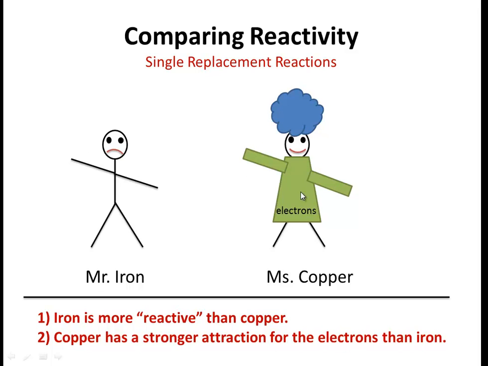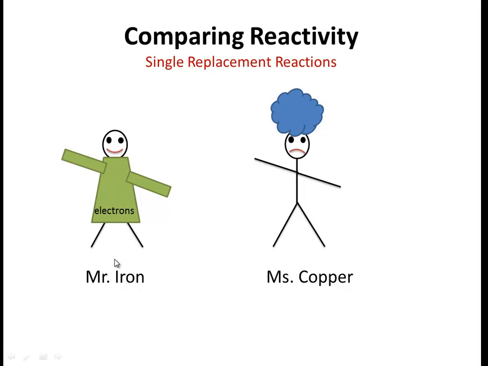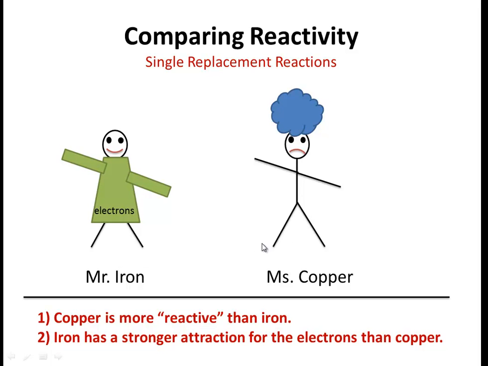So if Miss Copper is going to win the battle of the electrons, then we could make these two statements. But who knows? Maybe Mr. Iron is going to win the tug of war of the electrons. And if that was the case, this is the opposite situation. If Mr. Iron is going to win, then we would say that copper is more reactive than iron, because copper was more willing to give up the electrons, and therefore iron must have a stronger attraction for the electrons. It can't be both. It's going to be one or the other, and we'll find out.